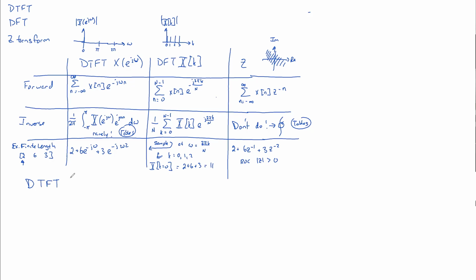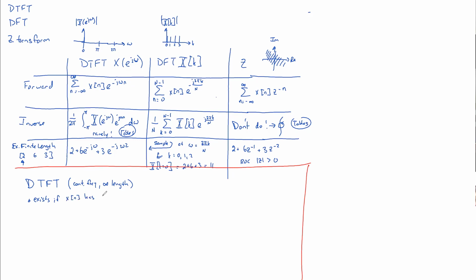So the DTFT is a continuous frequency and it's infinite in length. And it exists if and only if x of n has finite energy.